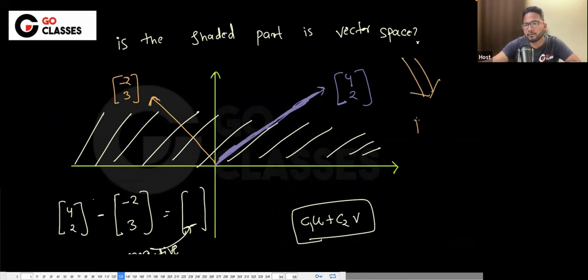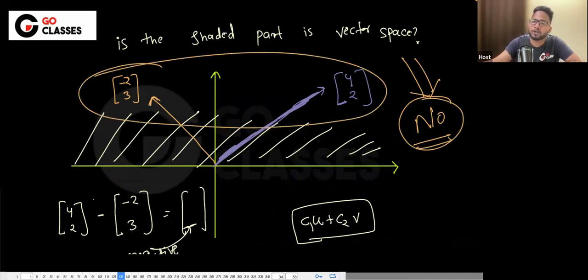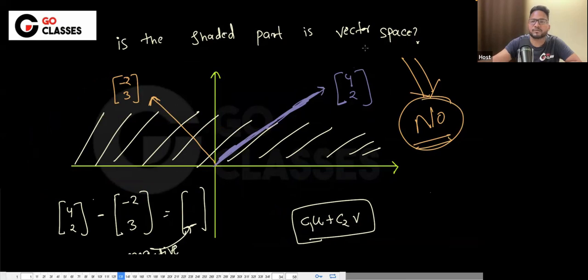Can anyone tell me why? Because the linear combination of any two vectors is not in the same space. So that's why it is not a vector space. Okay. Now let's just take one other example.